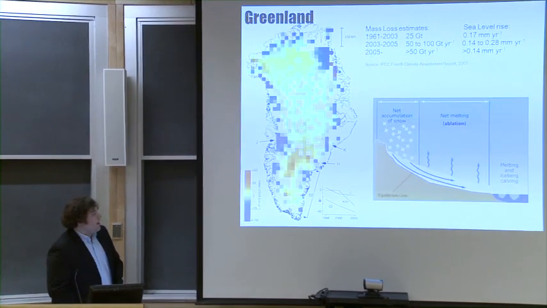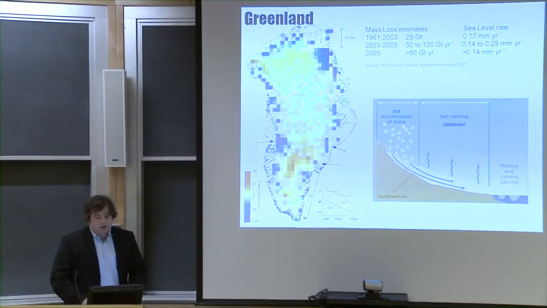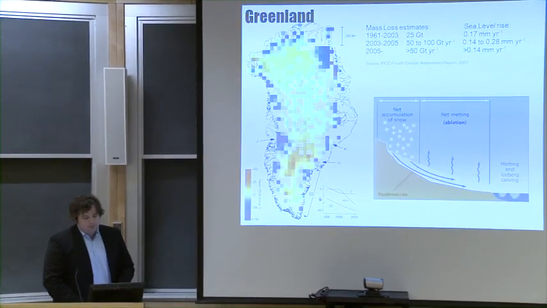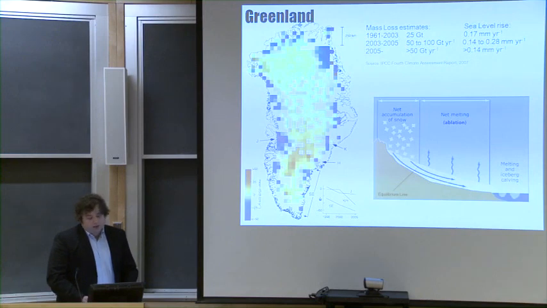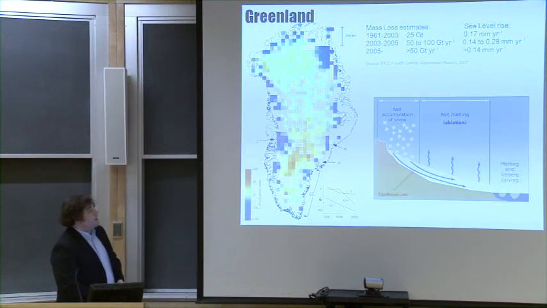Early in the century, about 25 gigatons per year loss. And this varies a lot. There were actually some mass gain areas, as you can see on the map. But net loss of about 25 gigatons, which is water equivalent about a cubic kilometer. And then accelerating to the 2003 to 2005 estimate of 50 to 100 gigatons per year, with estimations of more mass loss in the future.